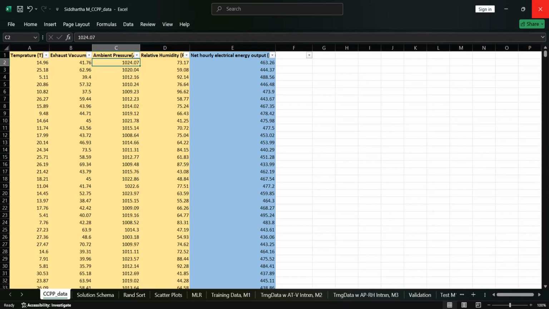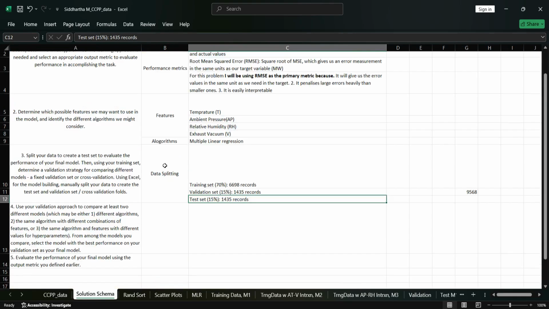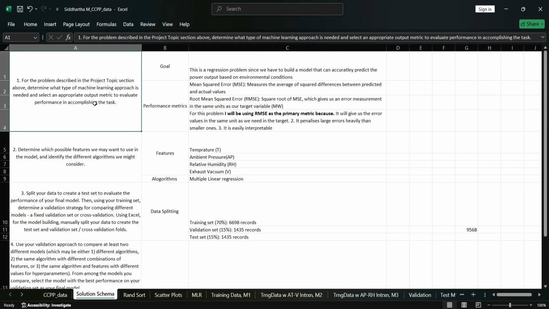We have the data on which we need to figure out the effects of these variables on the energy output. To do this, I have developed a solution schema where the first question the problem wants us to solve is the type of machine learning approach and the appropriate metric.